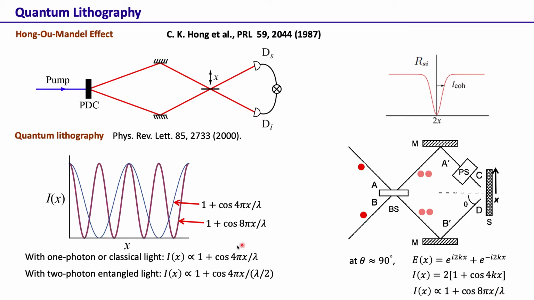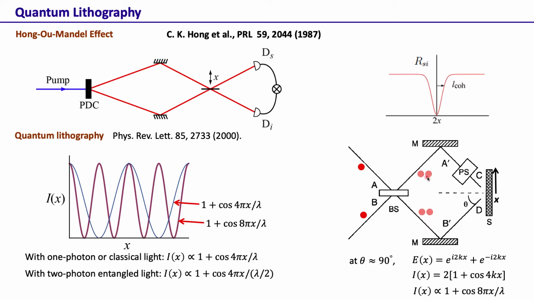So this 8 pi x by lambda, we can just write as cosine 4 pi x by lambda by 2. So we see that just because we have 2 photons now, the resolution has increased by 2. That means we can write a pattern twice as dense, and these are twice as fine a pattern as what we could do with the other one.